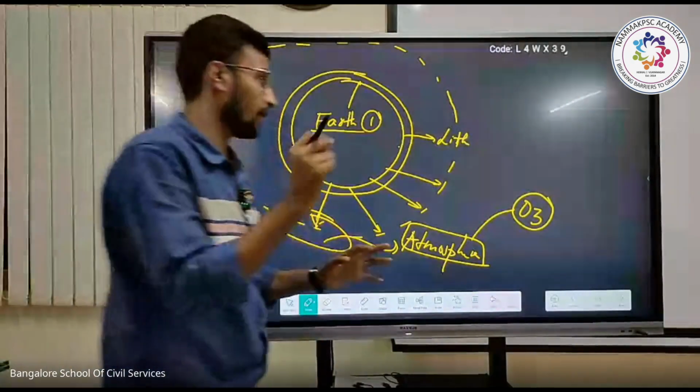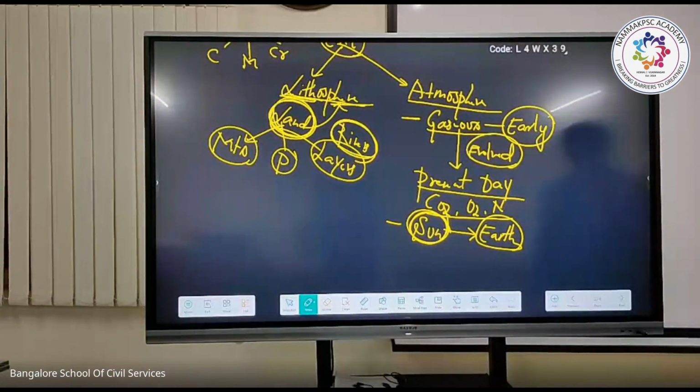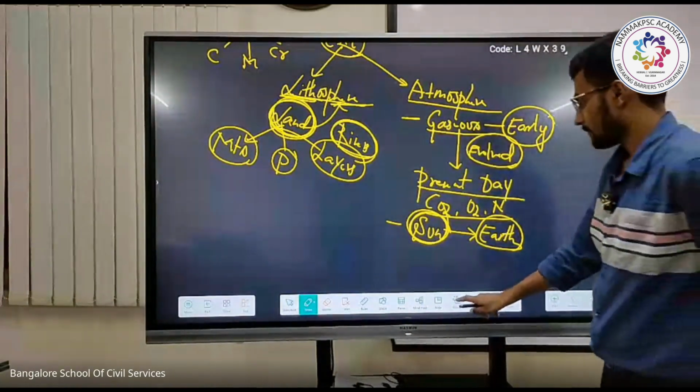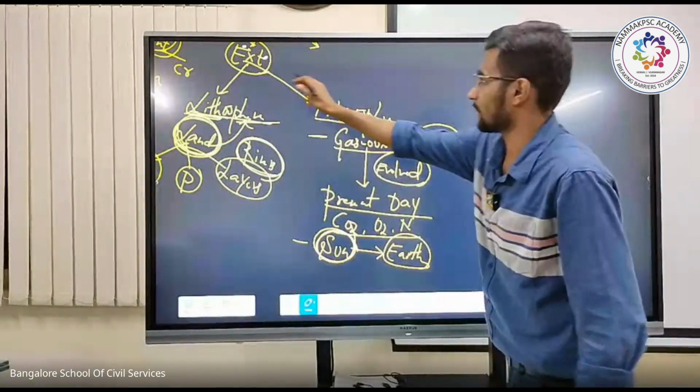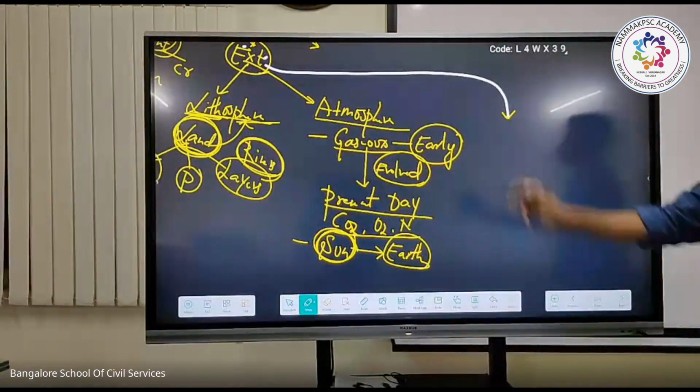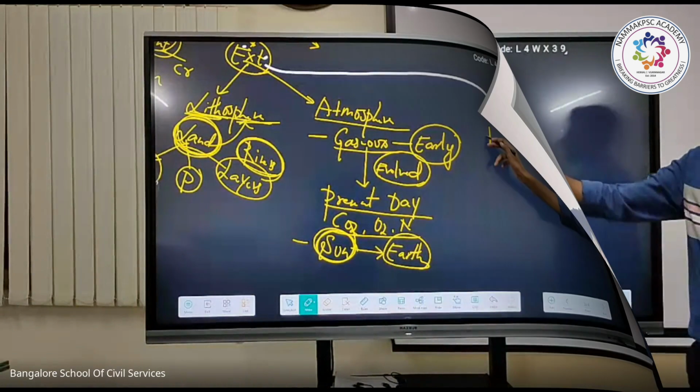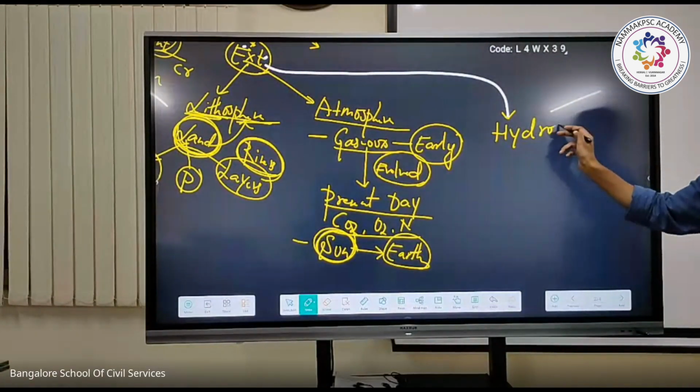Second one. And the third one, what is the third classification? It is lithosphere, atmosphere, and the last one, the third one, is our hydrosphere.